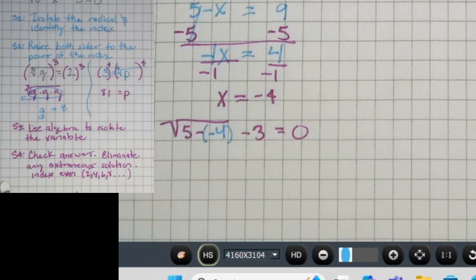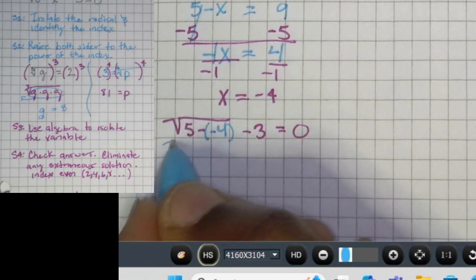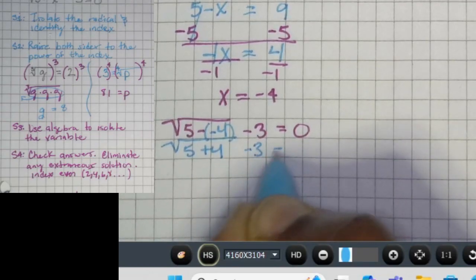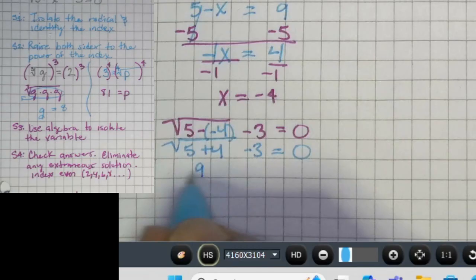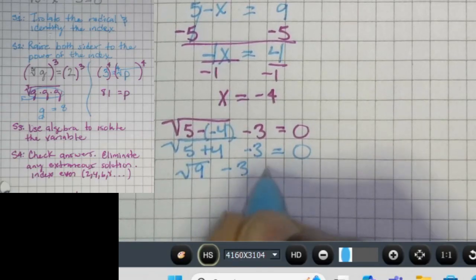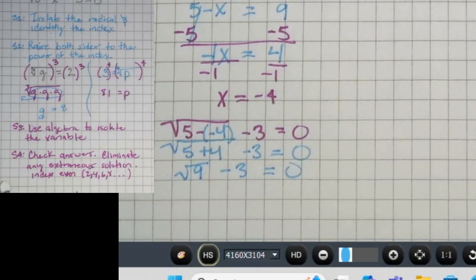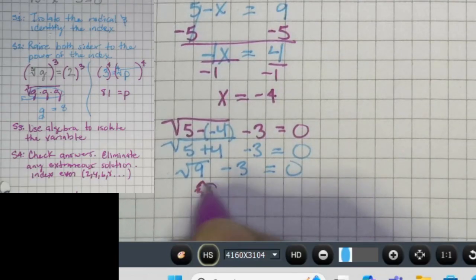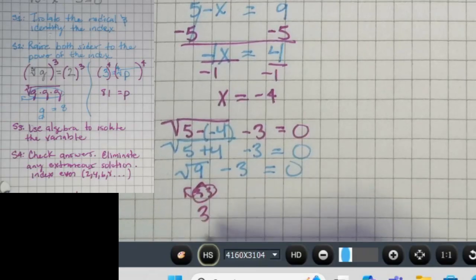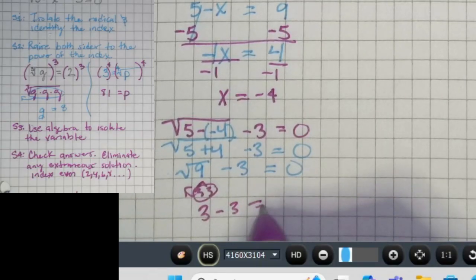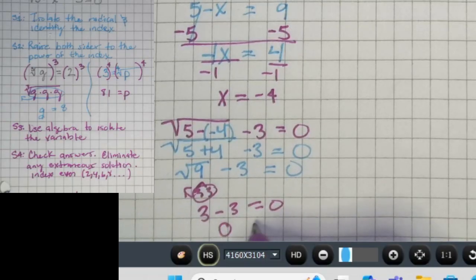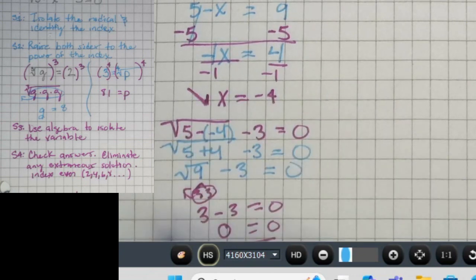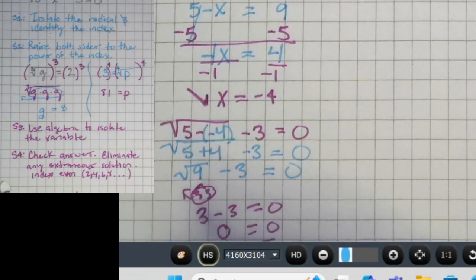Remember, the two dashes cancel out. You end up with 5 plus 4 minus 3 equals 0. 5 plus 4 is 9. So the square root of 9 minus 3 should equal 0 if this solution fits this equation. The square root of 9, that's 3 times 3, right? A 3 comes out. So that's 3 minus 3. It should equal 0. What's 3 minus 3? 0. And 0 does equal 0. So this is not extraneous. This is a solution. It satisfies the equation.